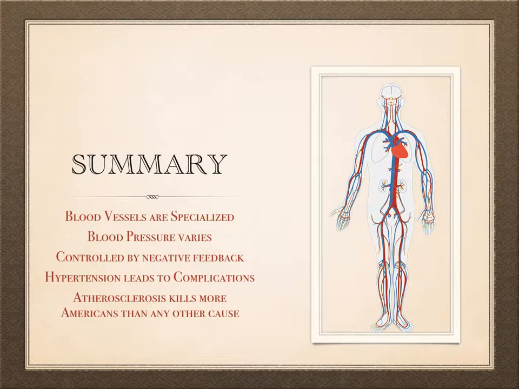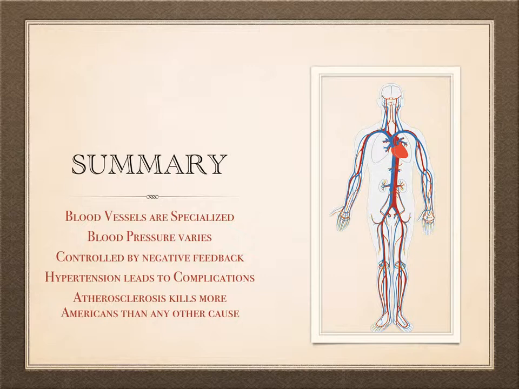Okay, so we're going to stop there. To summarize, there are some special types of blood vessels, arteries, capillaries, and veins, and they're each specialized to do a specific job. In the arteries, capillaries, and veins, blood pressure varies. It's highest close to the heart, where the heart is pumping blood in there, and we can use a measurement of blood pressure to assess the condition of the heart and the blood vessels. So it's a very important condition.